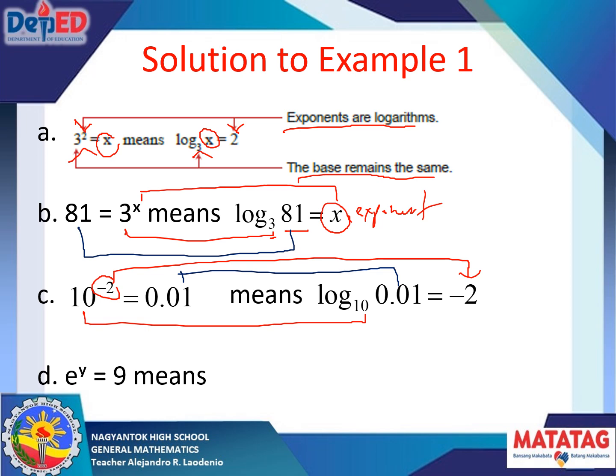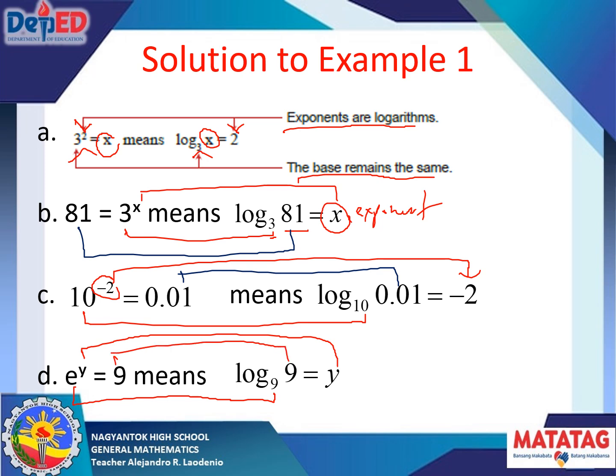And last we have e raised to y equals 9, means the value of e here is the base, and 9 is the value. And y is the exponent, that would be the equivalent of ln 9. And 9 is still here, okay?